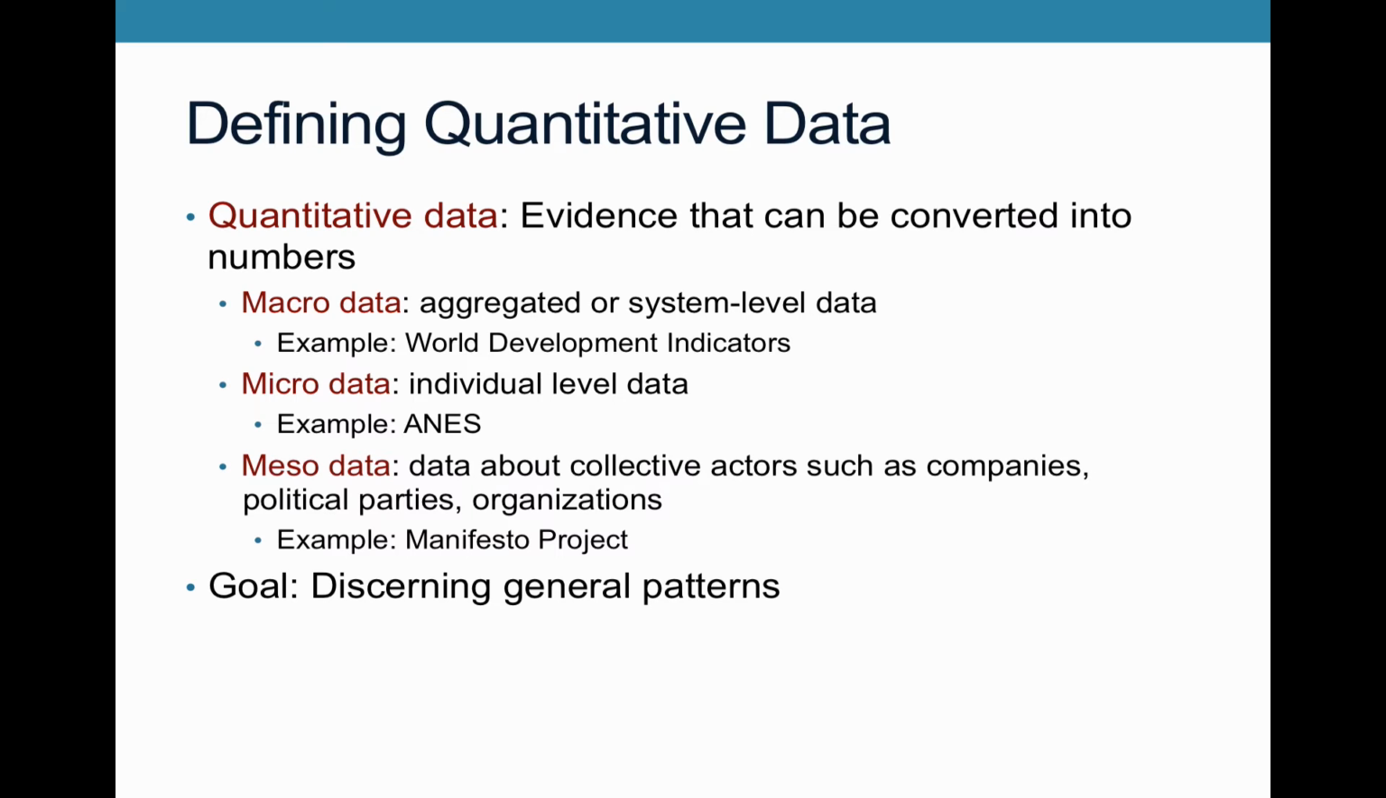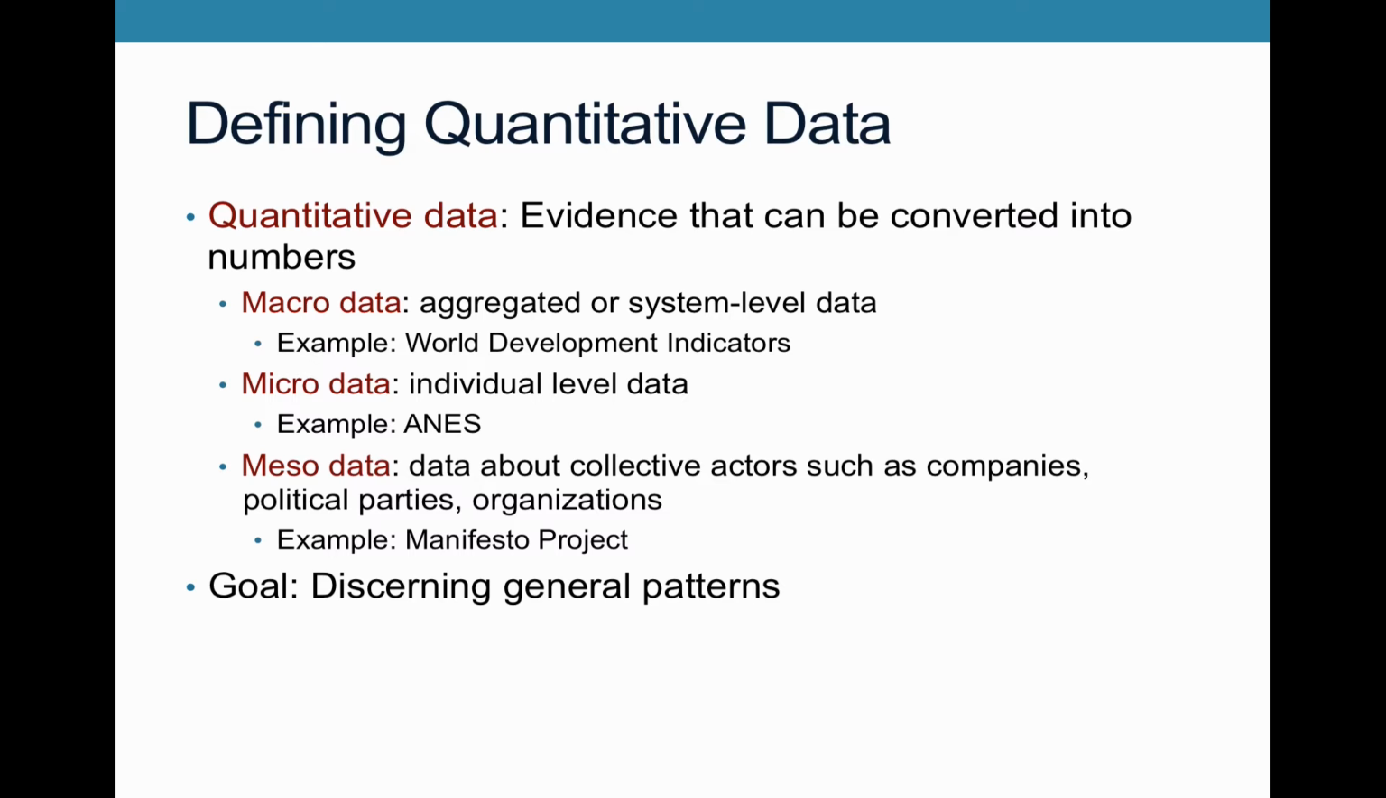And then in between would be meso-level data. And this would be data about collective actors, organizations. These groups could include companies, it could include political parties, could include organizations. So one example of this is something called the Manifesto Project. And the Manifesto Project looks at different political parties throughout the world and goes through their platforms and creates data on different trends in their platforms. So here you're making a data set that looks at the organization of a political party. It's not about what individuals are doing, and it's not at such a macro level as what countries are doing.